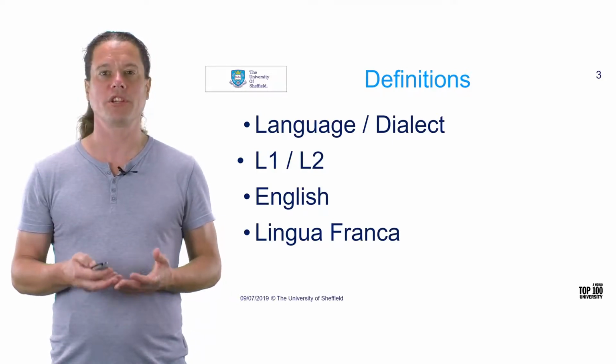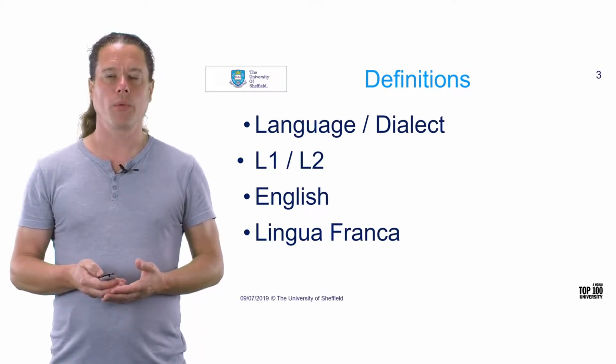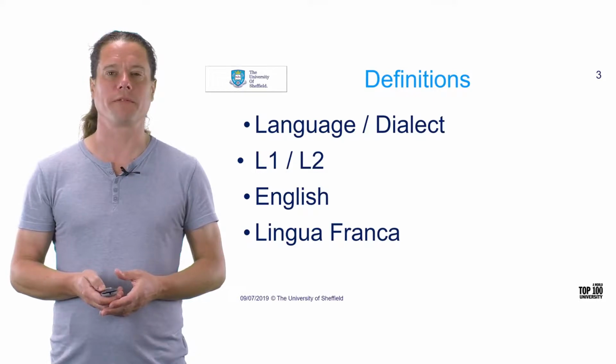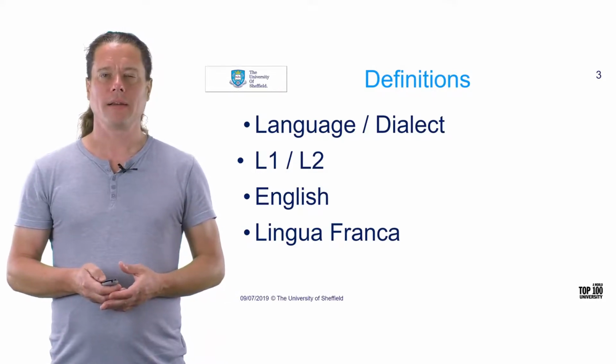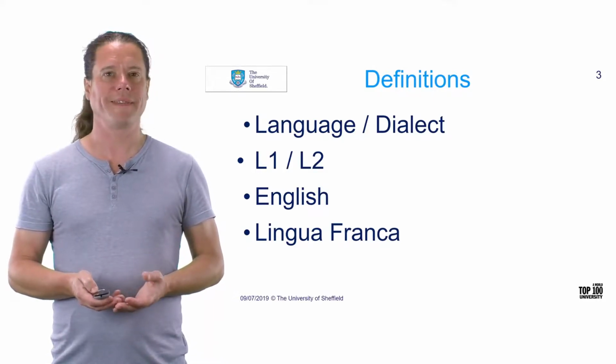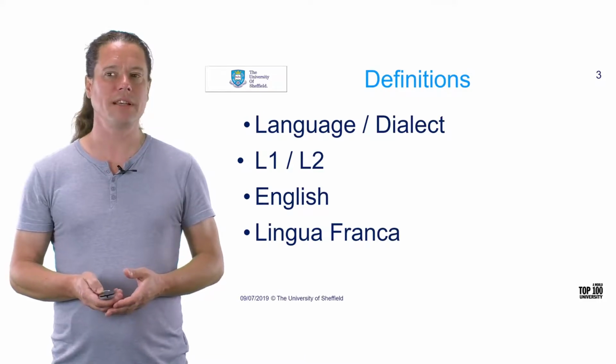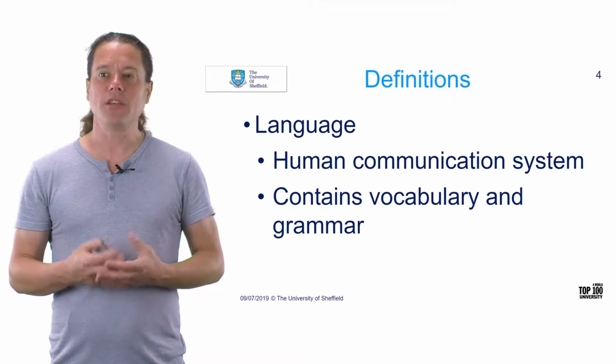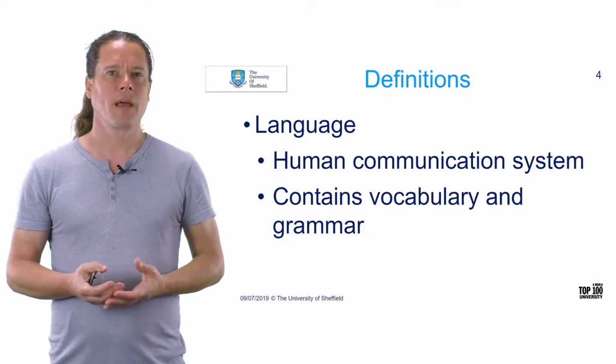So, to begin with then, we should look at some definitions, and I'll be looking at these key words: language and dialect. We'll be looking at what we mean by L1 and L2 when we talk about these things. We'll be looking at what we think English is and what we think a lingua franca is. Some of these, like language and dialect, they look like fairly basic words, but they can be surprisingly difficult to define. Language, well, we can say it's a human communication system.